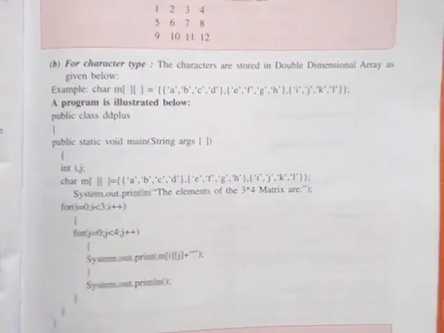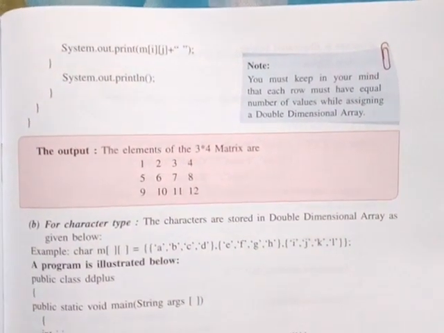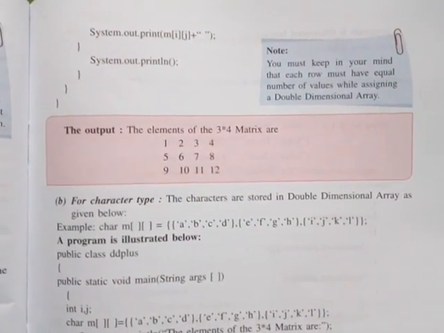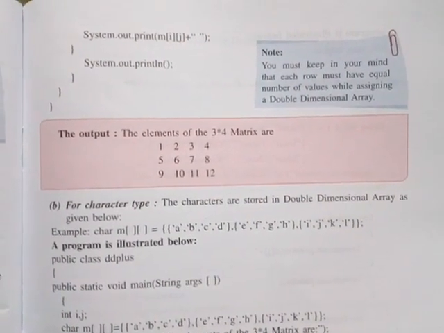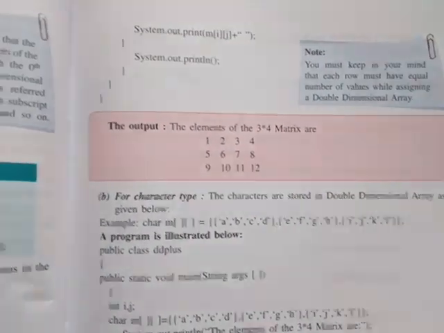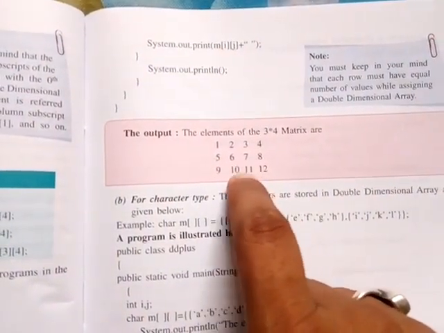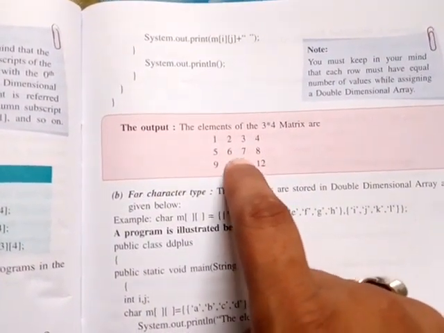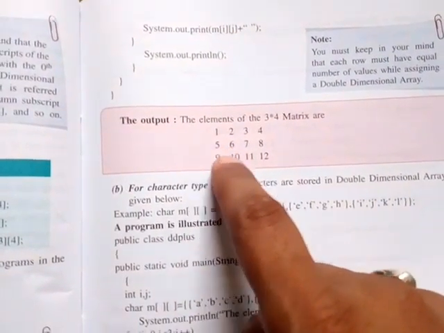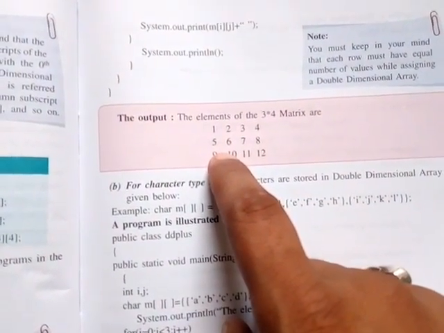Okay, so our next program, you see here one note. You must keep in mind that each row must have an equal number of values while assigning a double dimensional array. Obviously, one more thing, students: row 0, row 1, row 2, that means there are a total of 3 rows. But now suppose you use a loop 4 or 5 times, then it will generate an error. It will be called an array out of bound error.